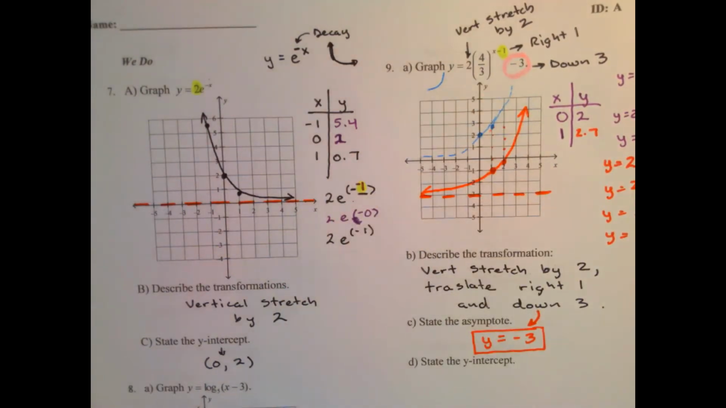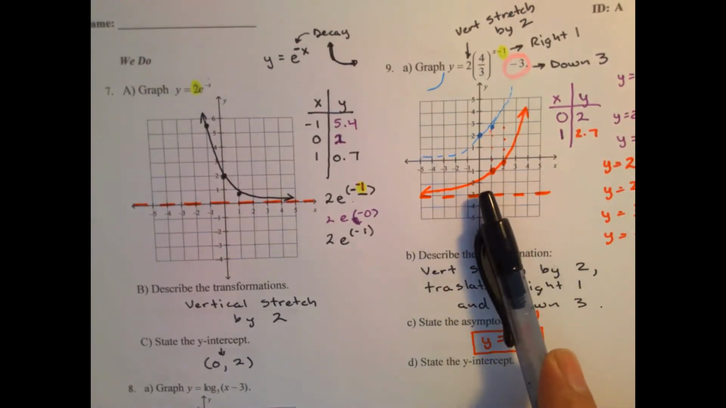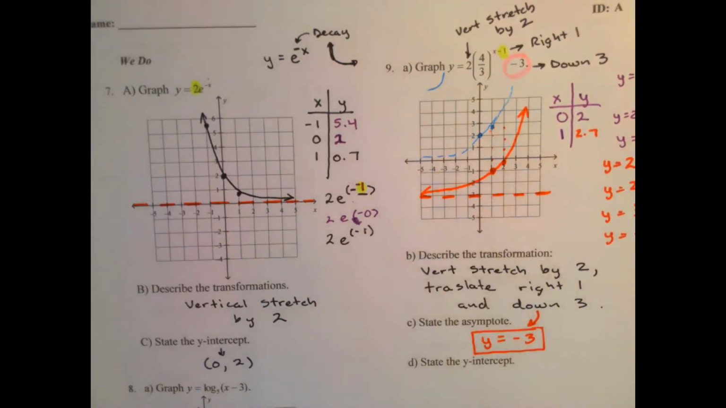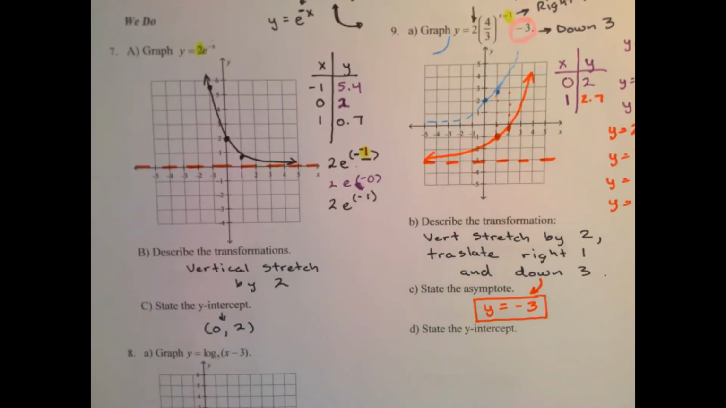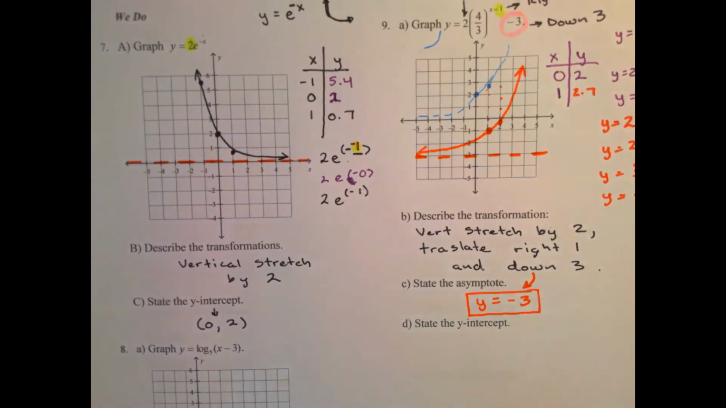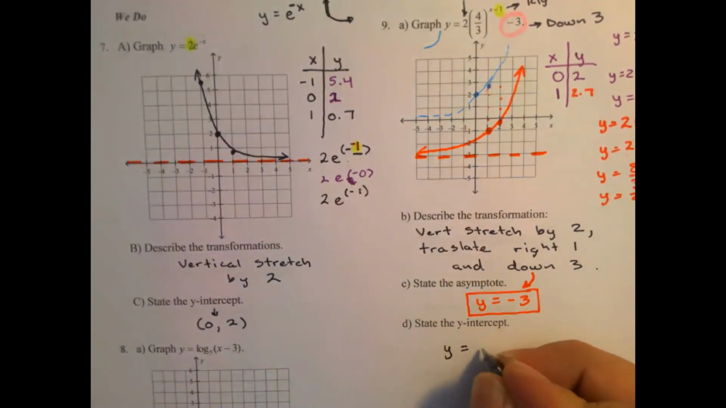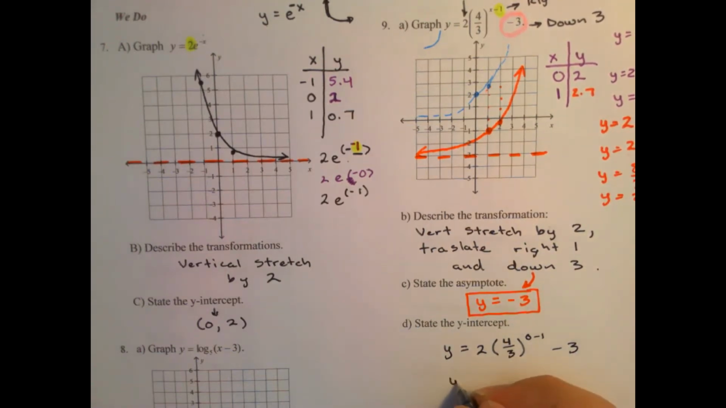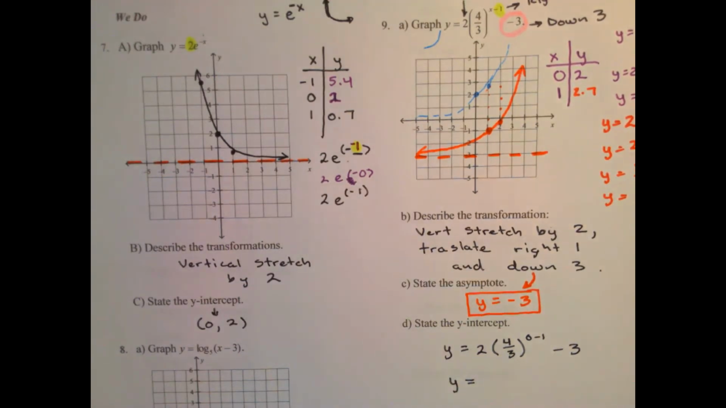Now, the only issue here is it does say, tell me what the y-intercept is. It's hard to tell what the new y-intercept is. I didn't draw an actual point on there. So we can easily find it, of course. And anytime you find a y-intercept, all you have to do is make your x equal to 0. So 4/3, 0 minus 1 minus 3. And of course, we work this thing out. Let the calculator take over, of course, okay?